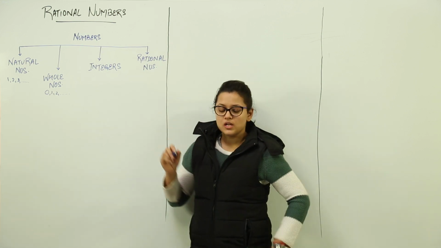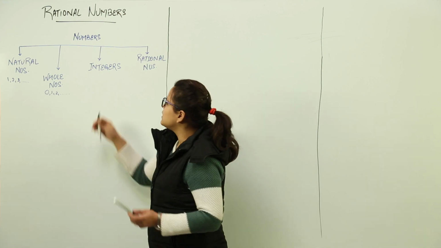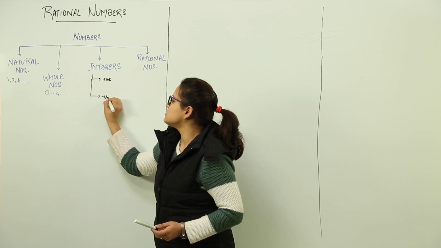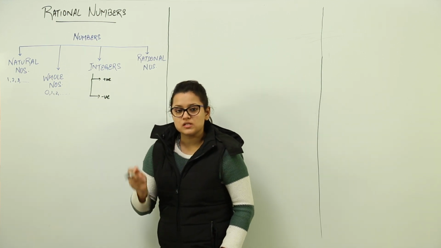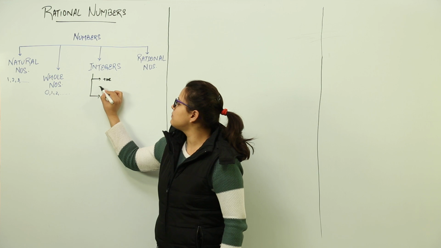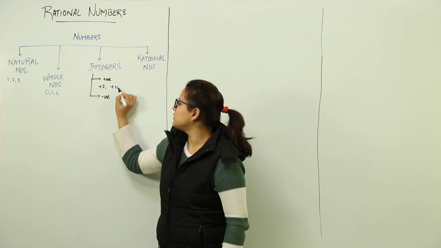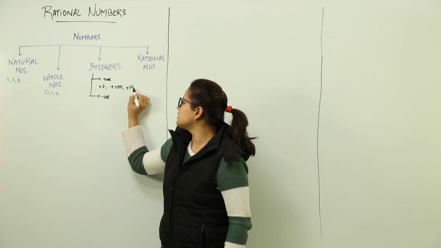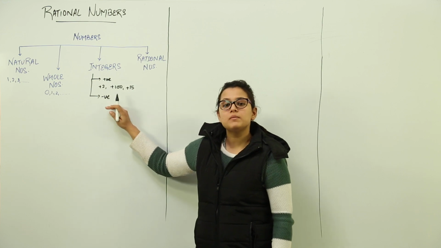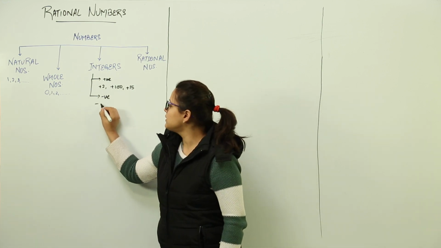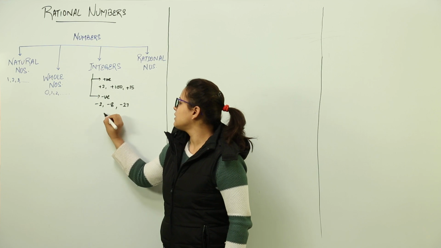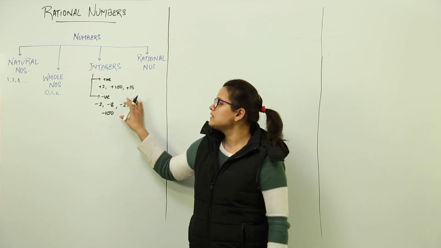Similarly, we have integers. Now, integers can be categorized into two, that is positive integers and negative integers. Now, what will be my positive integers? The numbers that have plus sign with them, or we can say the positive sign. For example, plus 2, plus 100, plus 15. These are my positive integers. What will be my negative integers? They will be the numbers with negative signs in them. For example, minus 2, minus 8, minus 27, minus 100. All these are negative integers.